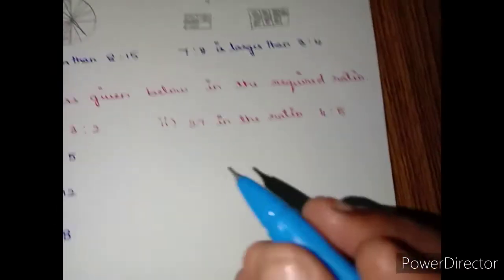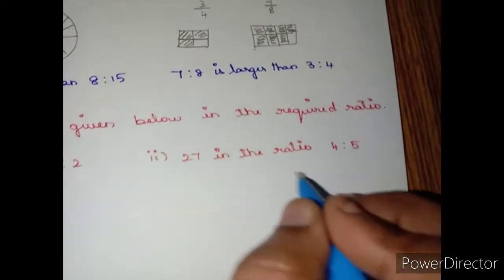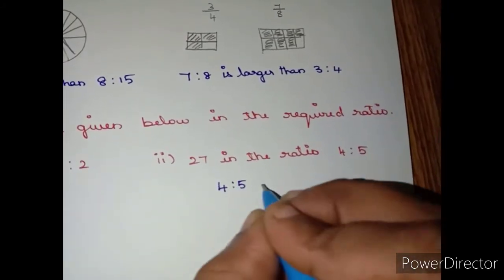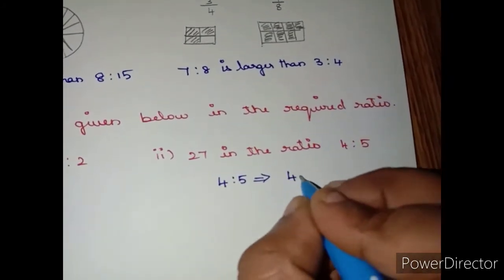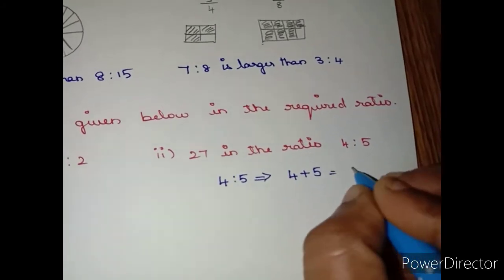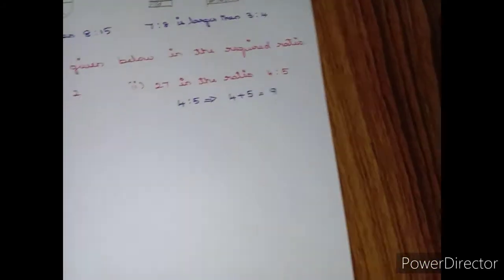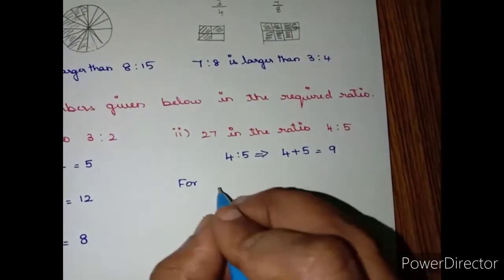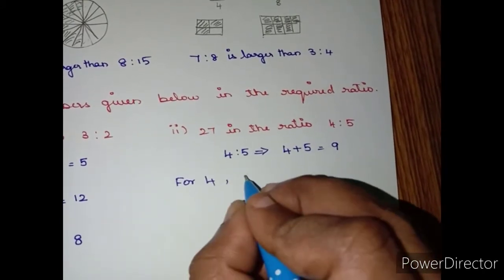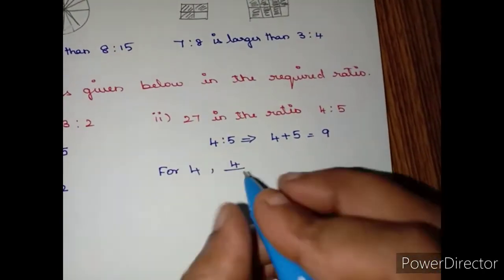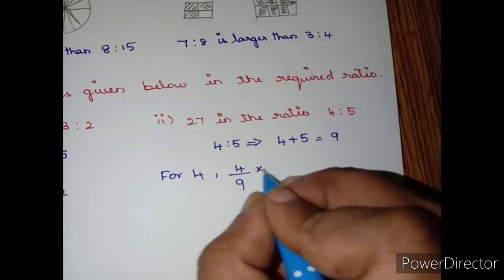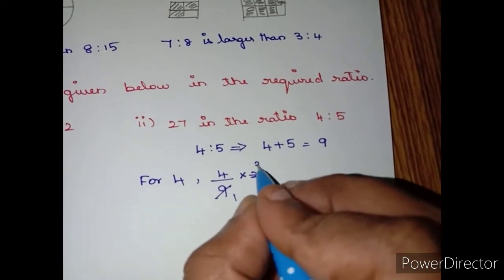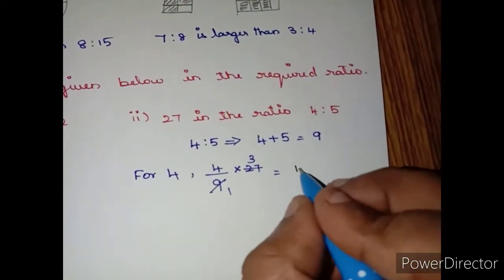Shall we go with the next sum? Yes. 27 in the ratio of 4:5. 4 plus 5 is equal to 9. So how many parts? Totally 9 parts. What is the first number? 4. For 4, 4 by the total number 9 into 27. 9 ones are 9. 9 threes are 27. 4 threes are 12.